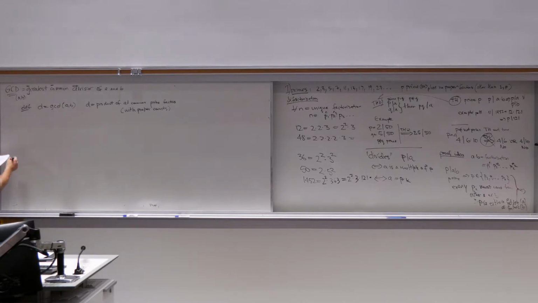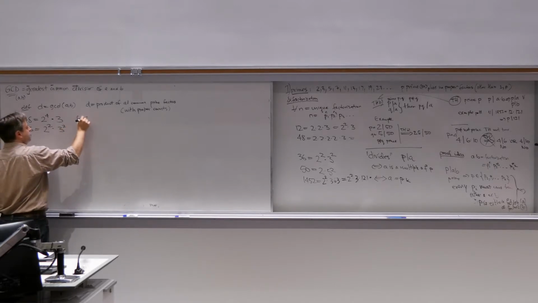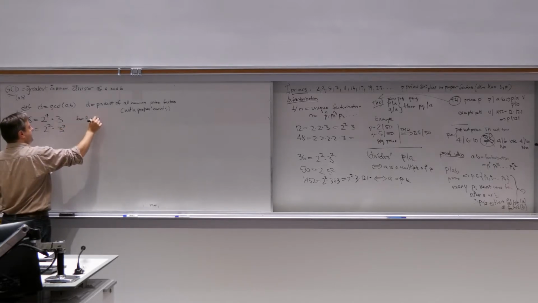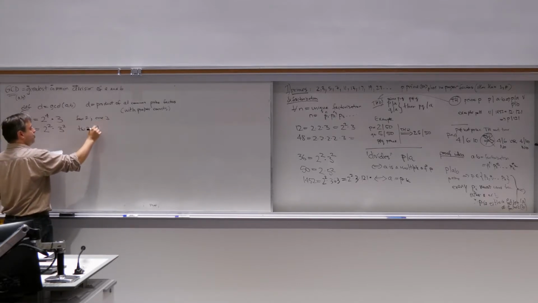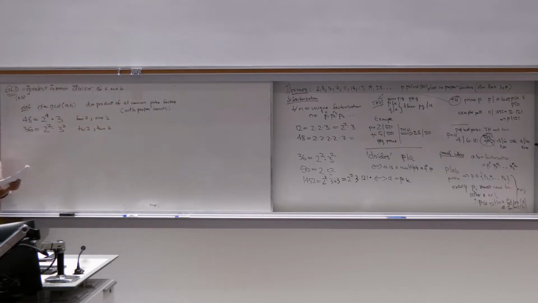Let's take an example. 48, we had it there. How many 2's and how many 3's are in 48? 2 to the 4 times 3. How about 36? 2 squared times 3 squared. So this is four 2's and one 3. This is two 2's and two 3's, right? So what's in common? How many 2's are in common?